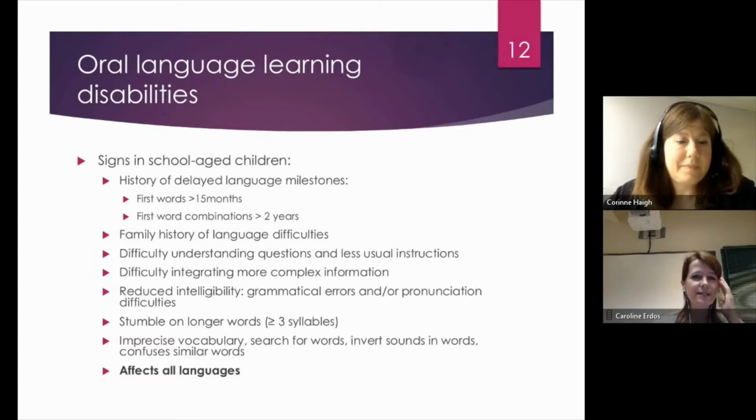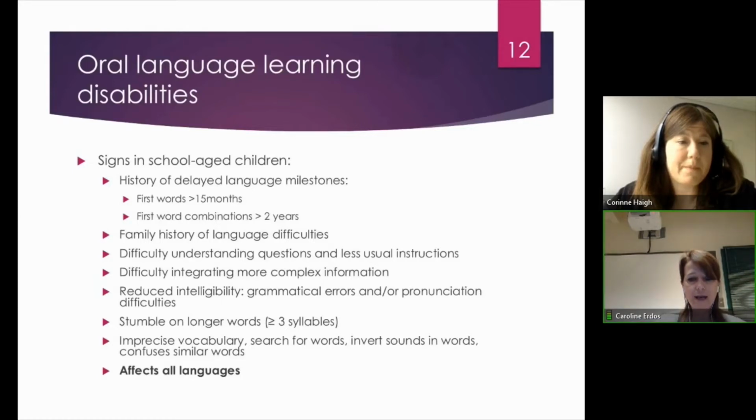They might have difficulties with consonant clusters, like STR in street, consonants back to back. They'll have difficulty with that. They'll stumble on longer words, so multisyllabic words will trip them up. They may have imprecise vocabulary. They'll use a lot of vague vocabulary, like instead of using a precise verb, they'll use do or make a lot in their sentences. And these difficulties will be present, again, in all languages.